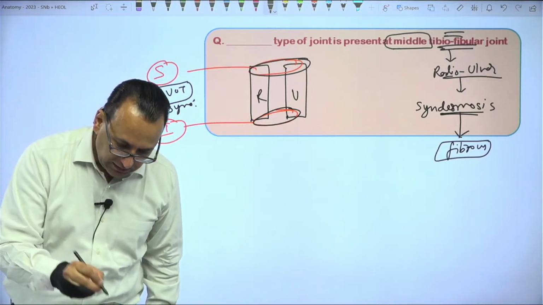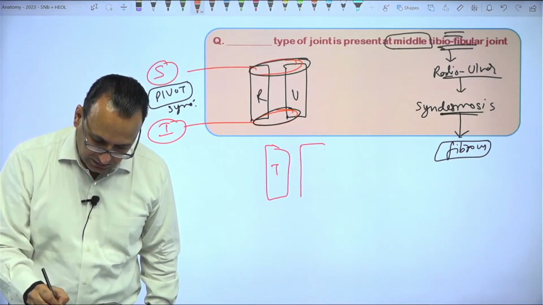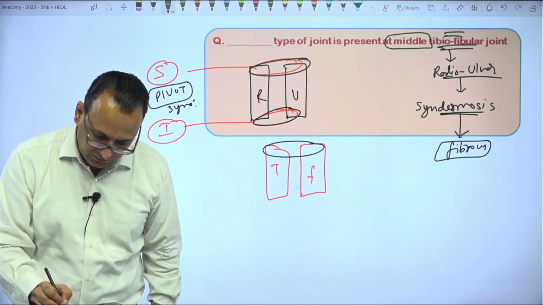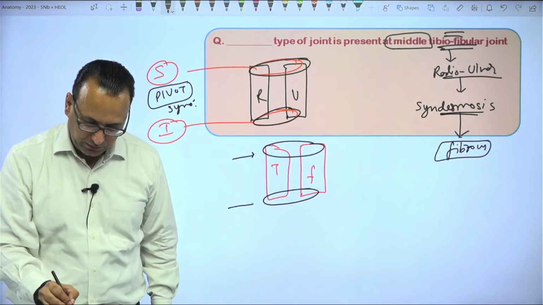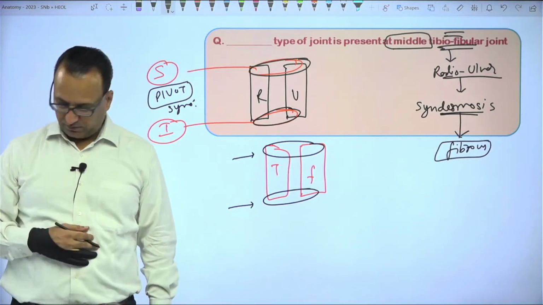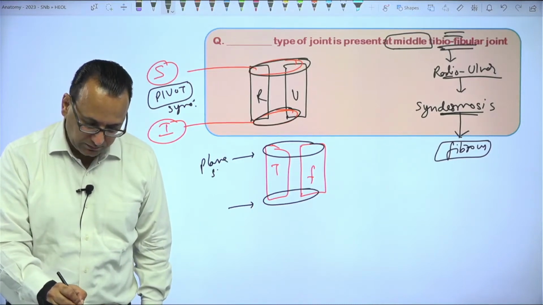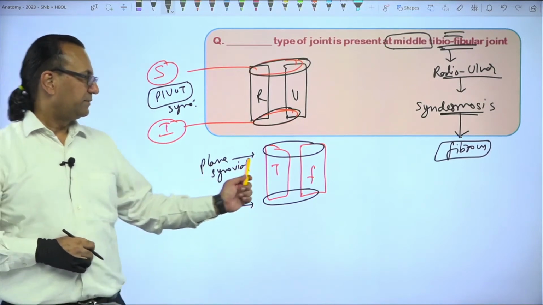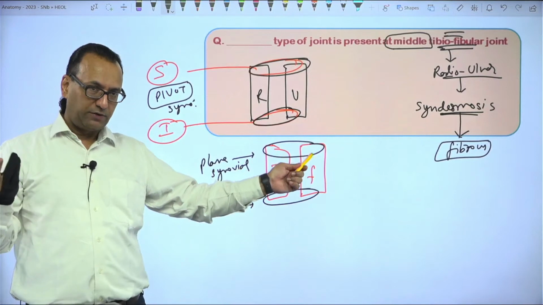If you say this is now the tibia and this is the fibula. Now superior tibiofibular, inferior tibiofibular, what is the answer? If you say superior tibiofibular, it is synovial and it is plain synovial. That will be near the knee joint. So near the knee joint, superior tibiofibular joint will be plain synovial.